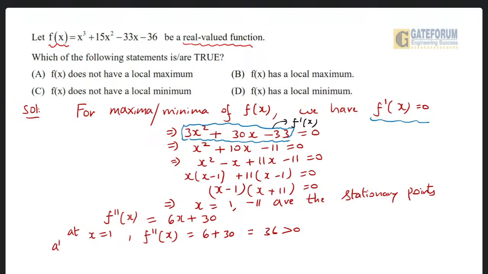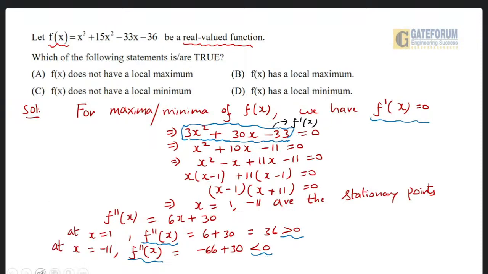At x is equal to minus 11, find the second derivative, that is f double dash x is equal to 6 into minus 11 minus 66 plus 30, which is less than 0. So when second derivative is greater than 0, local minimum. Second derivative less than 0, local maximum.